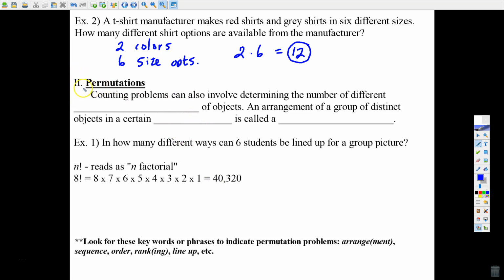Roman numeral 2 is a discussion of this concept called permutations. I want you to be very familiar with what we mean by permutations. So my definition that we'll fill in, these are also counting problems, but their whole emphasis for permutations is how many different ways can people or objects be arranged, and how many different orders can we come up with, either people or objects. So we'll go ahead and fill in the technical definition. Counting problems can also involve determining the number of different arrangements of objects, or you could also say people. An arrangement of a group of distinct objects in a certain order is called a permutation.